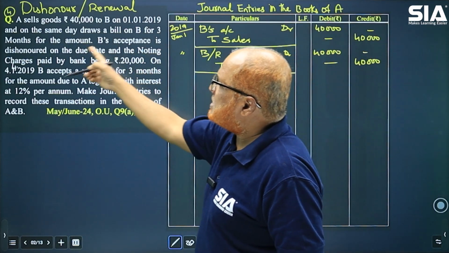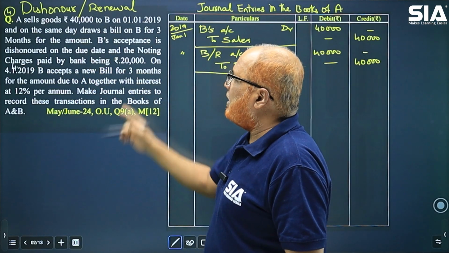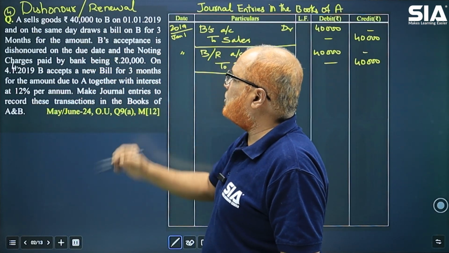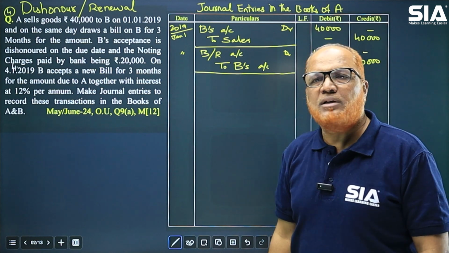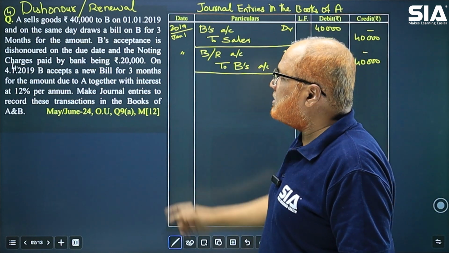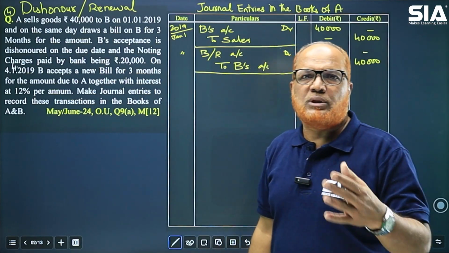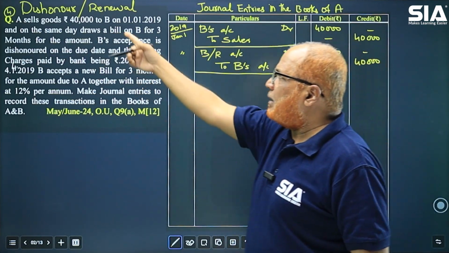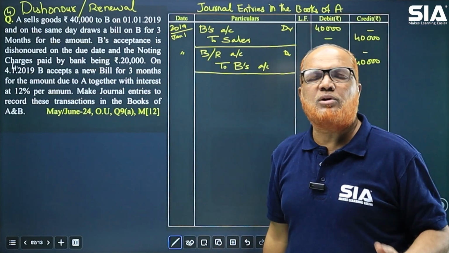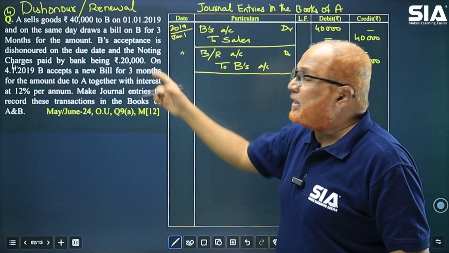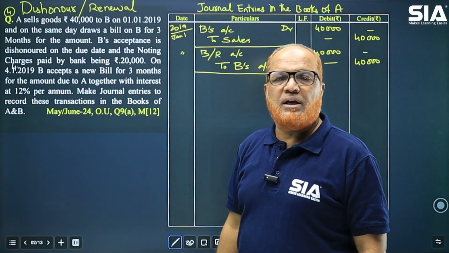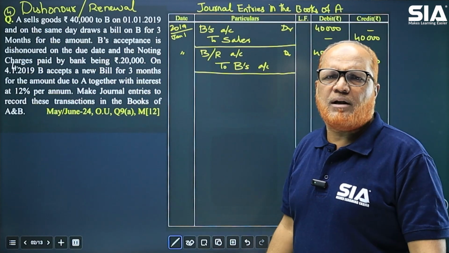Now B's acceptance is dishonored on the due date and noting charges paid by bank being 20,000. Actually, noting charges here, by mistake I think it's a huge amount. Normally the amount will be less, like 2,000 or 1,000, when the bill amount is 40,000. But by mistake 20,000 is given in the problem. In examination, we'll take 20,000, doesn't matter.